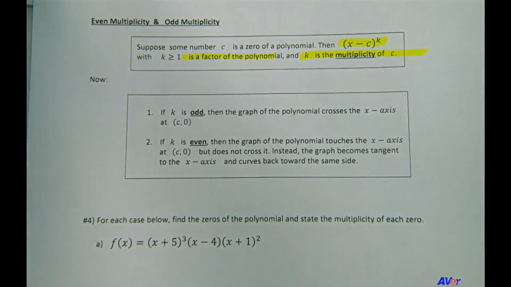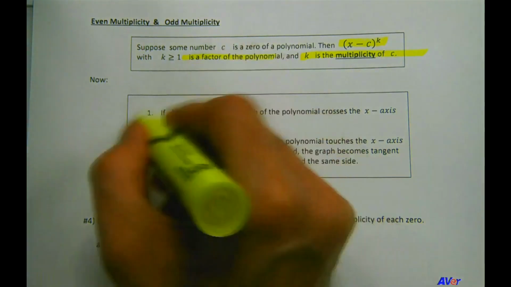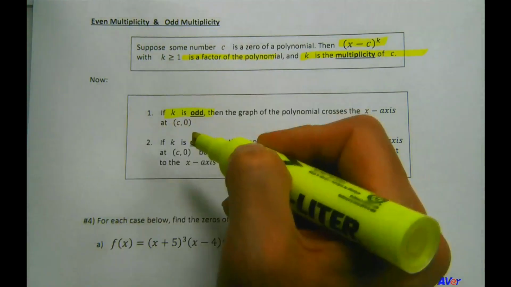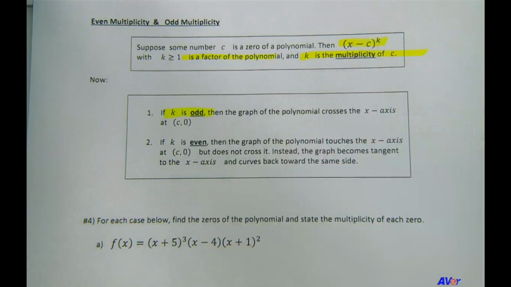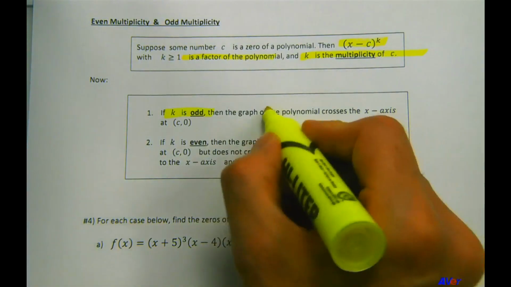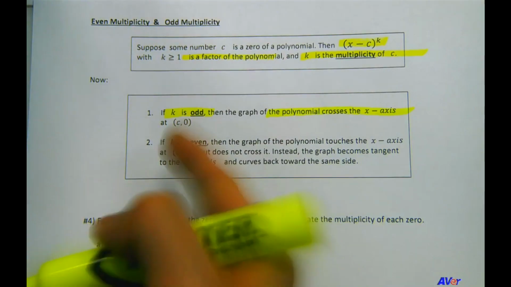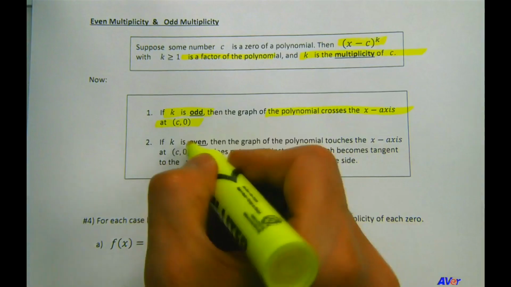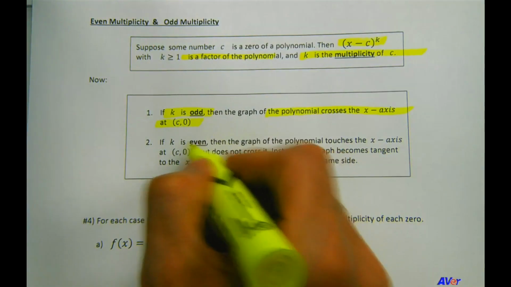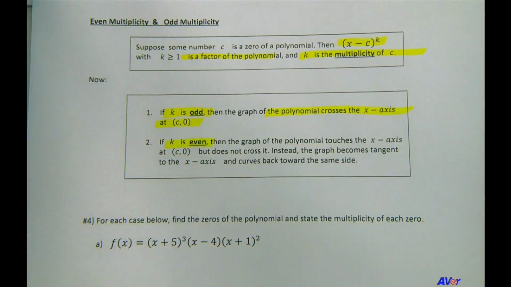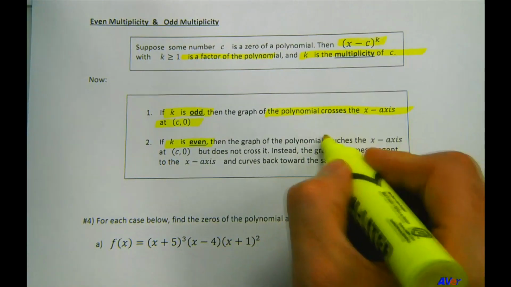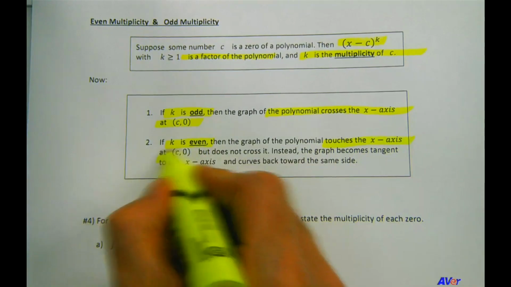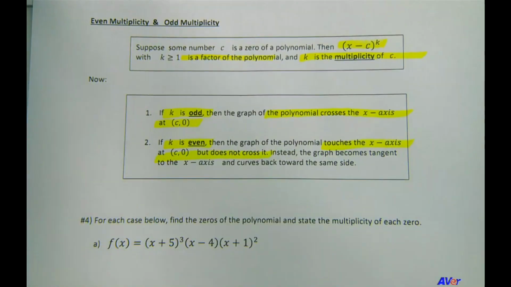So the important thing to take away from this piece, this number 1, is that if k is odd, that's the power of the factor, then the polynomial crosses the x-axis at c comma 0. If k is even, some number like 2, 4, 6, 8, and so on, then the graph of the polynomial touches the x-axis at that point, but does not cross it. Instead, the graph becomes tangent to the x-axis and curves back toward the same side.